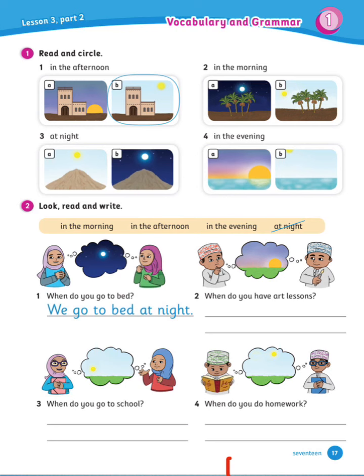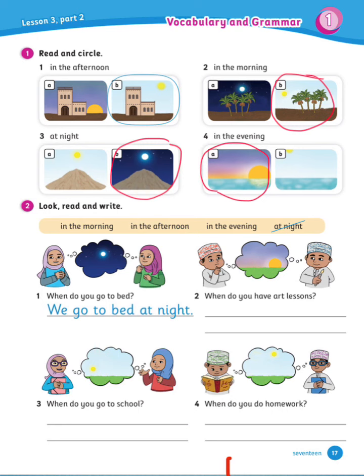Lesson 3, Part 2, Vocabulary and Grammar. Exercise number 1, read and circle. Read each sentence, then circle the correct picture. Number 1 is done for you. In the afternoon. Picture B. Number 2, picture B. In the morning. Number 3, picture B. At night. Number 4, picture A. In the evening.